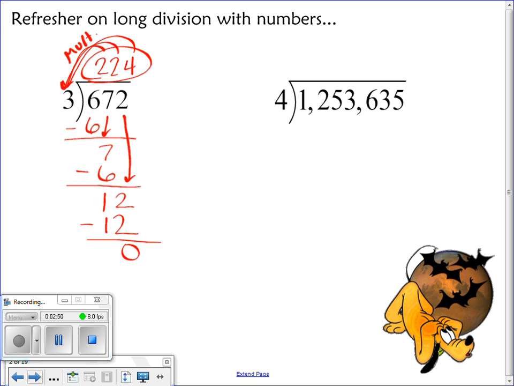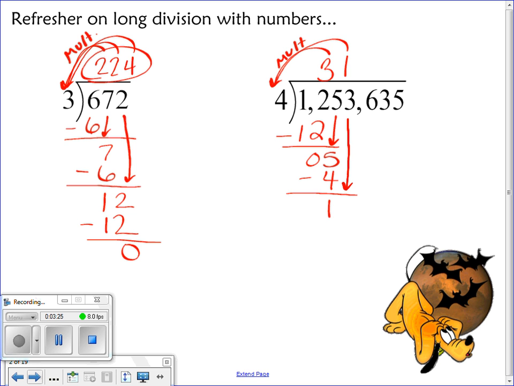All right, so let's look at the next one. Does 4 go into 1? No. So then let's look at 12. How many times does 4 go into 12? 3. We multiply. 3 times 4 is 12. Then we subtract, and that's 0. Bring down the next number. How many times does 4 go into 5? Put the 1 up. Then we multiply. 1 times 4 is 4. Then we subtract. 5 minus 4 is 1. Bring down the next number.